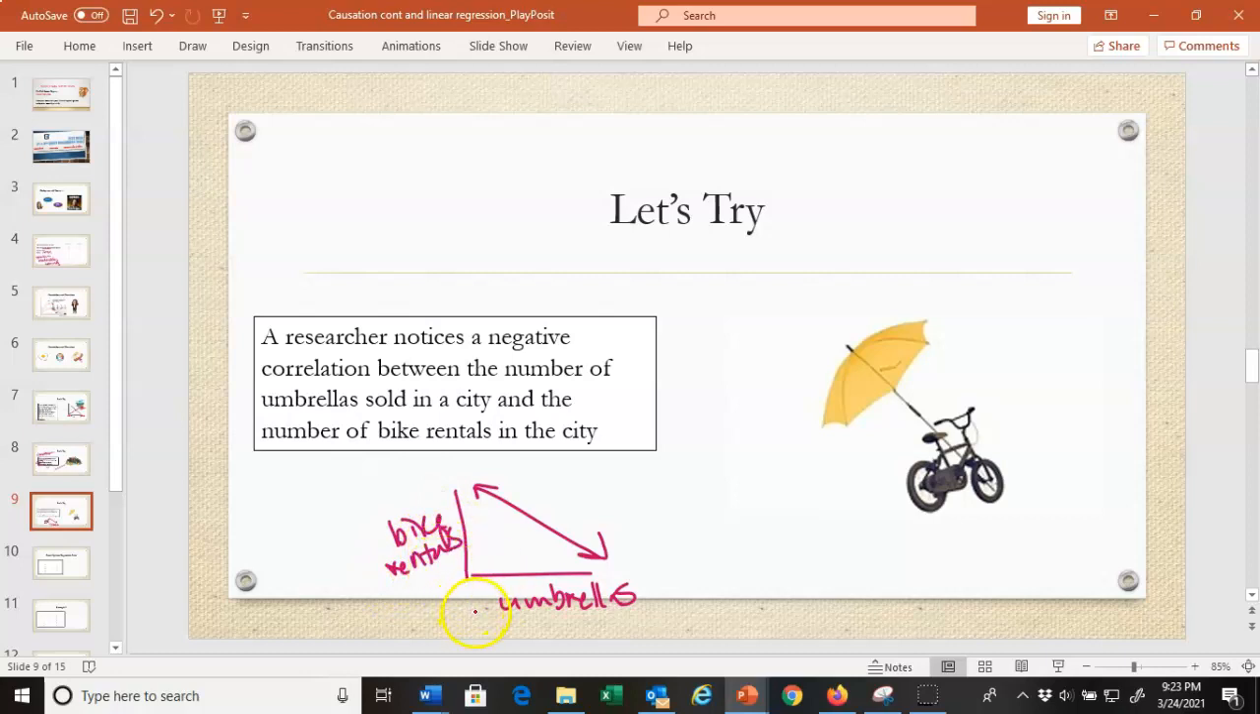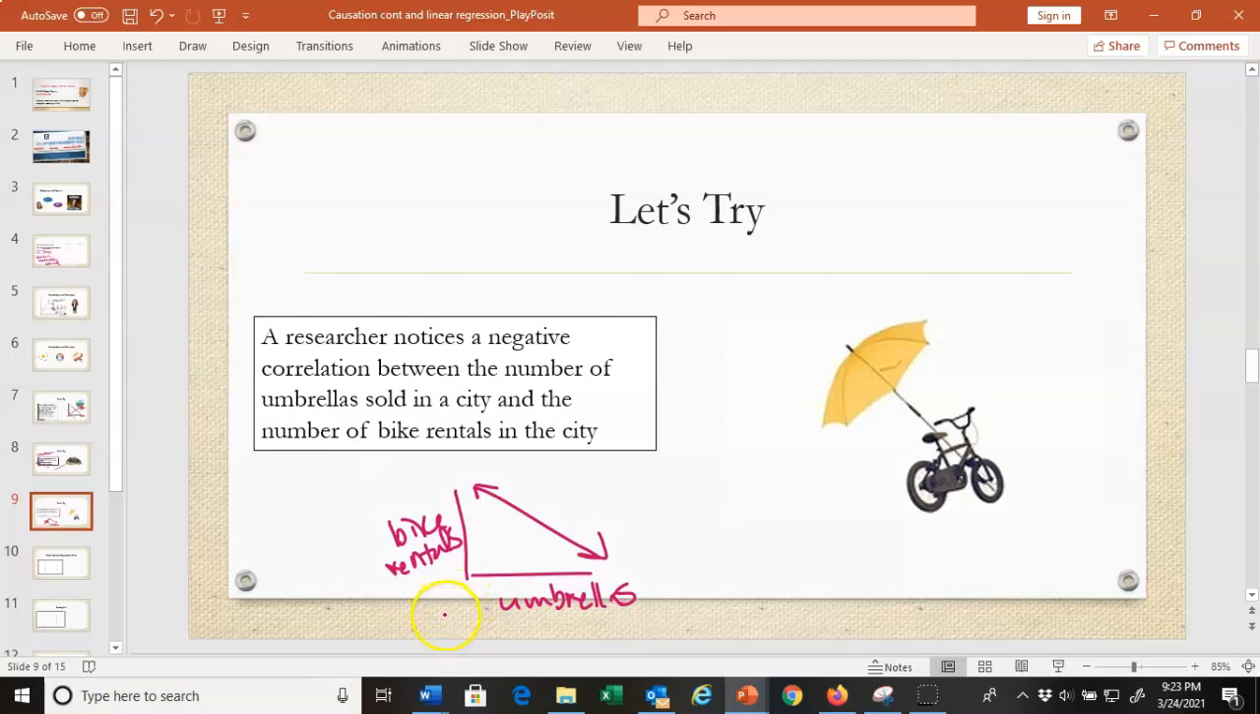Interesting. Think about that. The more umbrellas that are being sold, the less bikes are being ridden. Why do you think that's the case? Well, we don't really ride bikes in the rain, right? So if people are buying more umbrellas, it likely means that it's raining. So likely that's why the bike rentals have gone down.